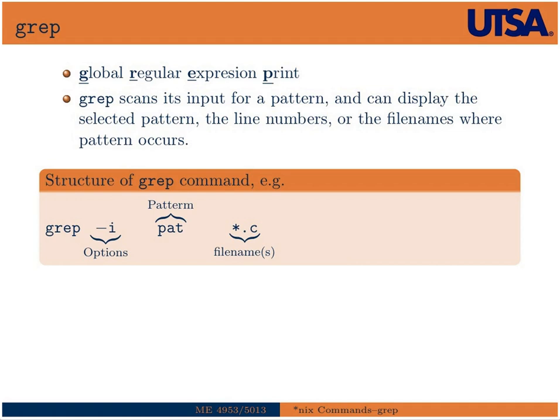the patterns occur. So the basic structure of grep is grep and some options, then the specific pattern, and then the file name. And of course we can use wildcards to search many file names if we prefer.